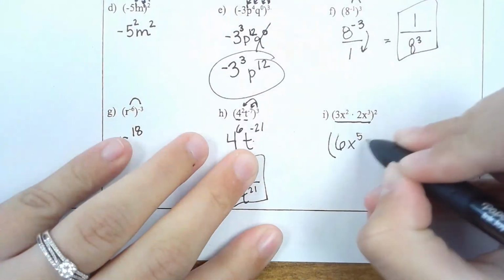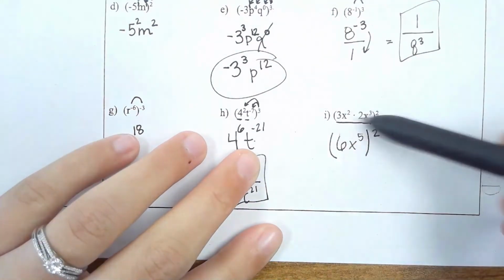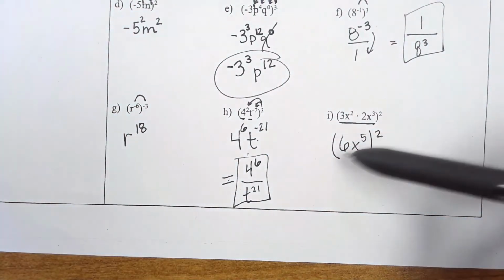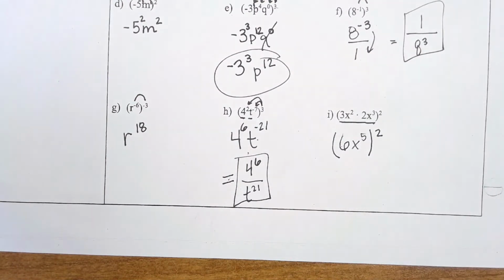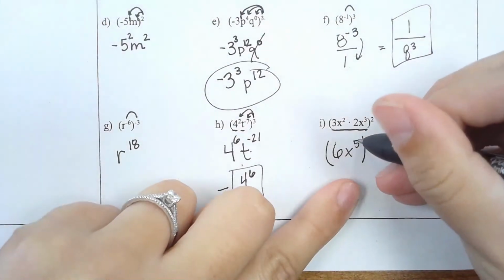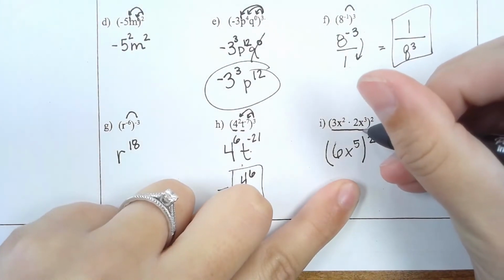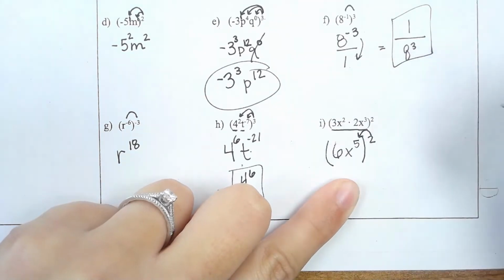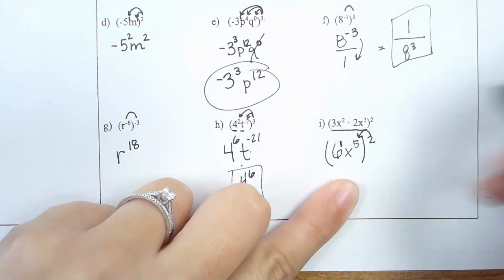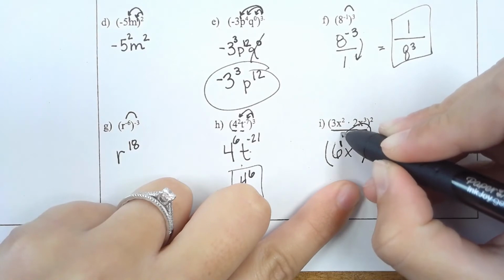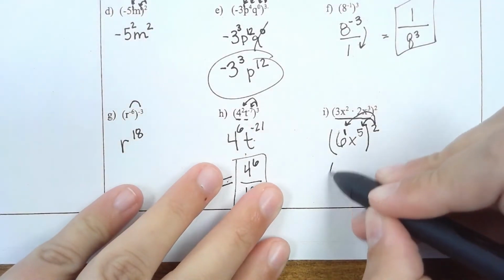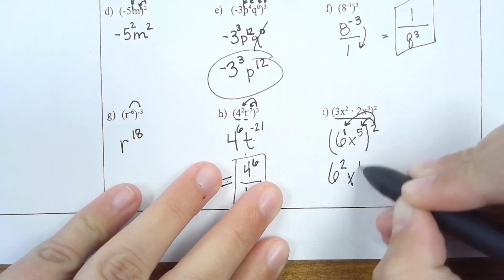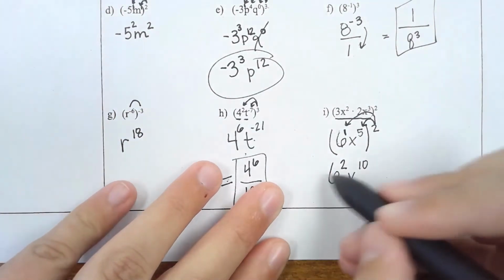Now look how much easier this looks. I simplify the inside of my parentheses to get 6x to the 5th, and now I'm going to take that to the 2nd power. So again, when you're taking a power to a power, you're just multiplying. So you're going to take your 2 times your 5. Remember, we technically still have a 1 here on that 6, so we're going to take 2 times 1, and we're going to get 6 to the 2nd, x to the 10th. And that is your answer.